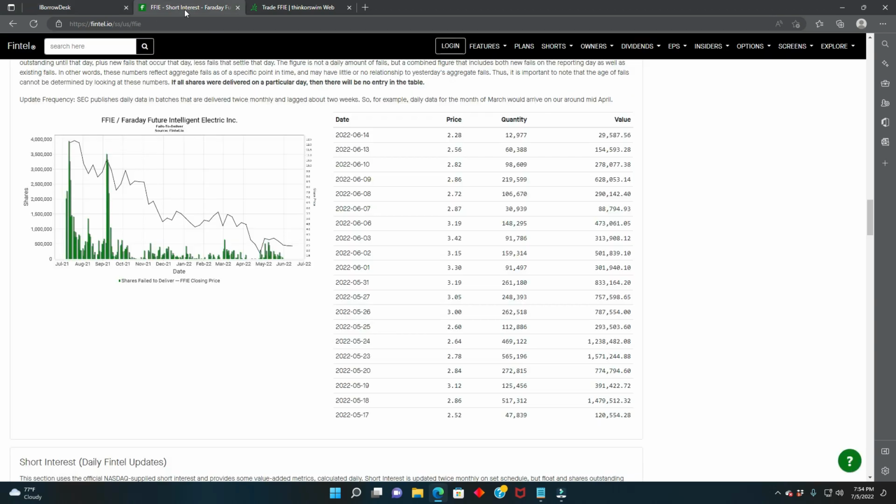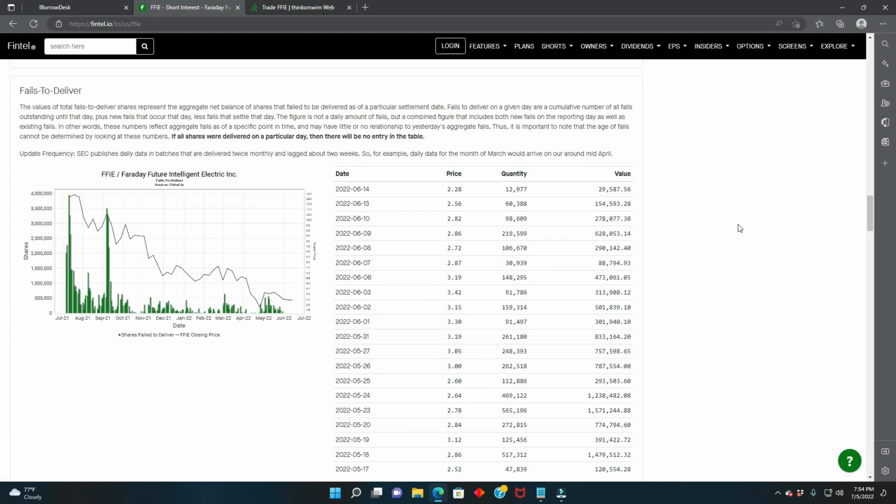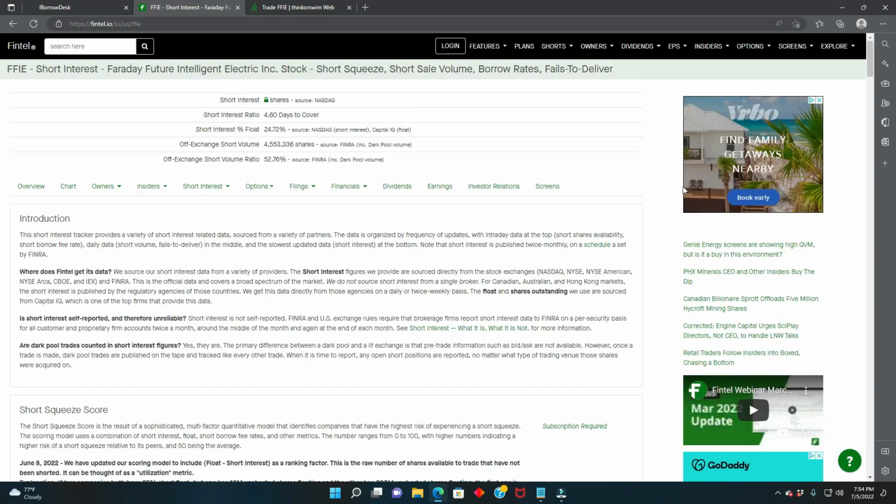What you'll do is go to Fintel, and I already have this pulled up. At the very top of the page, it'll tell you the short interest here, the short percentage of the float, which is just about 25%, and your short interest ratio. Now, your short interest ratio is the number of days that it would take all short sellers to cover their positions based on the average daily volume. So if the volume stayed consistent in FFIE, it would take all the short sellers a little more than 4.5 days to cover all their short positions.